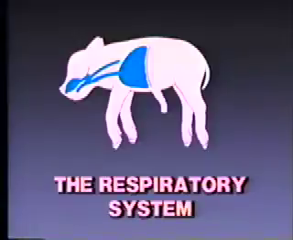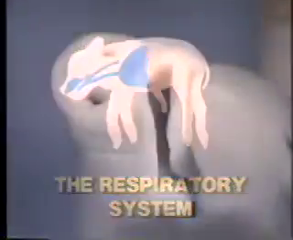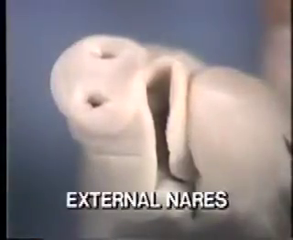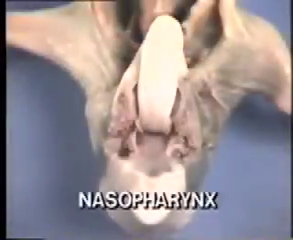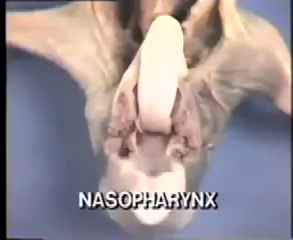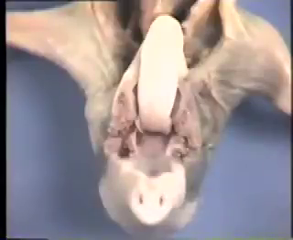Respiratory system. The exterior openings into the respiratory system are the paired external nares, found on the end of the snout. Air passes through the nares into the nasopharynx. In order to reveal the nasopharynx, we must cut through the bone at the angle of the jaw. From the nasopharynx, air passes through the glottis, a small opening into the trachea.